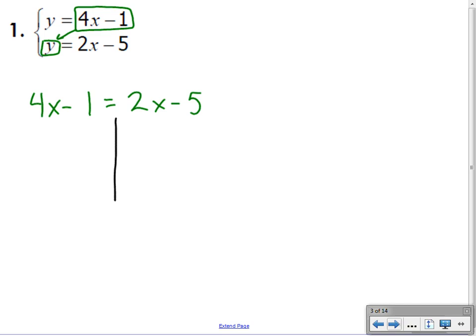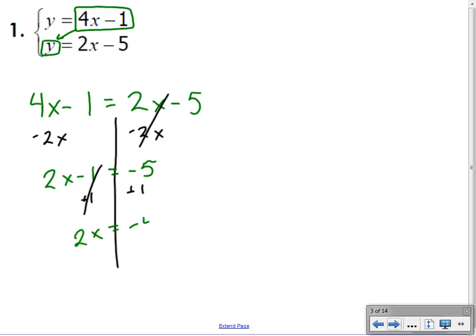We split it down the middle. We get a variable on one side, so we would subtract 2x from each side. That would leave us with 2x minus 1 equals negative 5. We would add 1 to both sides. We get 2x equals negative 4. And then lastly, we would divide both sides by 2. So we would get x equals negative 2. So we just found algebraically by hand the x value of the intersection point of these two lines.